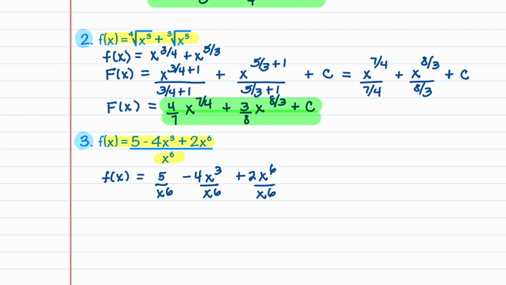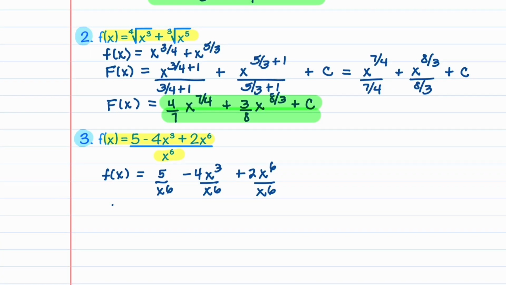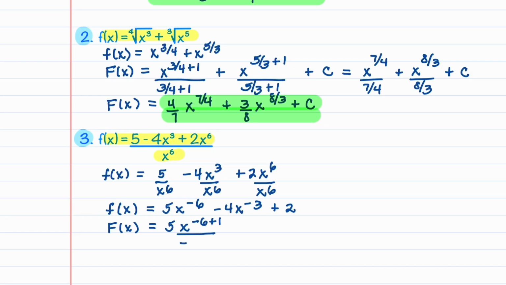We now need to rewrite this so that each term is x raised to a power. This is f of x is equal to 5x to the minus 6 minus 4x to the minus 3 plus 2. Now we can go ahead and take the antiderivative. Our antiderivative, capital F of x, is equal to 5x. Now we're going to add 1 to the exponent, and we get minus 6 plus 1, all divided by minus 6 plus 1, minus 4x to the minus 3 plus 1, and we divide that by minus 3 plus 1, and then we have a constant 2, and we're going to multiply that by x, and then we add on our constant c.